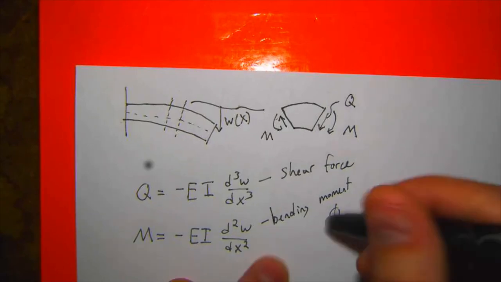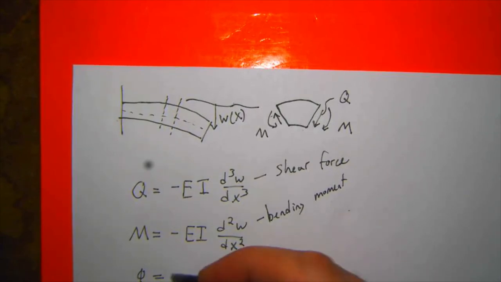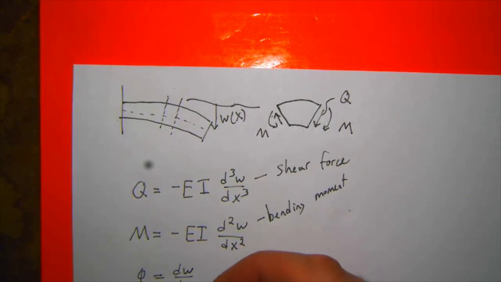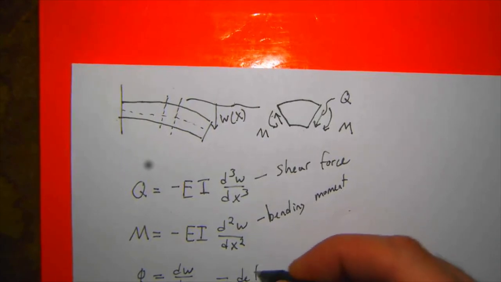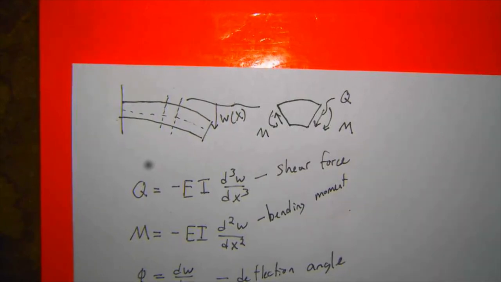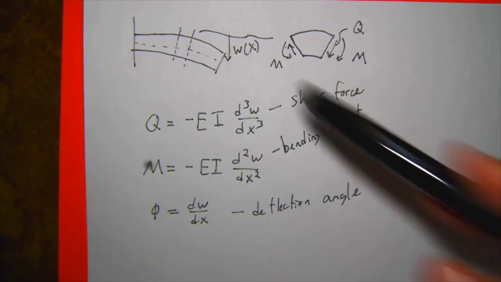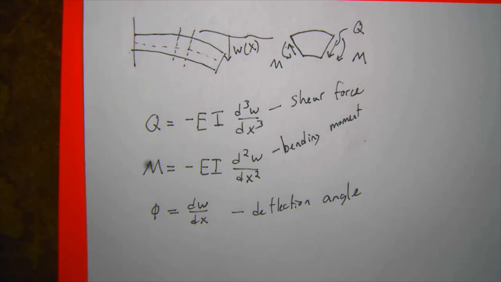My deflection angle, phi, is dW dx. So this is the angle. And then for the most part, when we're actually solving these things, we'll ignore the distribution along the length. So that's probably a stopping point. Tomorrow we'll go through the solution, and I'll try to show you 3 and 4 point bending solutions.